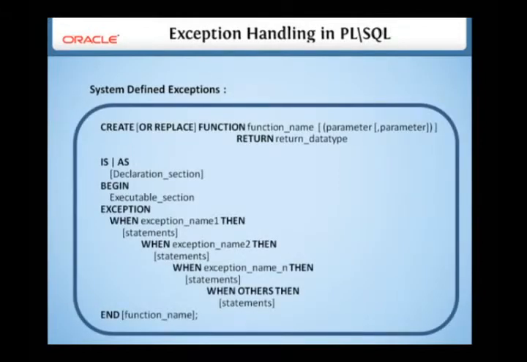Here is the syntax of using the system-defined exceptions in a function. Take a look at this function syntax. You can find the syntax of a function with an error handling block. In the exception handling section, we can use the when clause to write the error handling statements. Here we can specify the exception name, and we can write the handling statements in the then clause. If the function encounters any errors, then the control is transferred to the exception handling section. In the exception handling section, we can write the statements to catch the exception. We write the exception handling statements in the then clause.